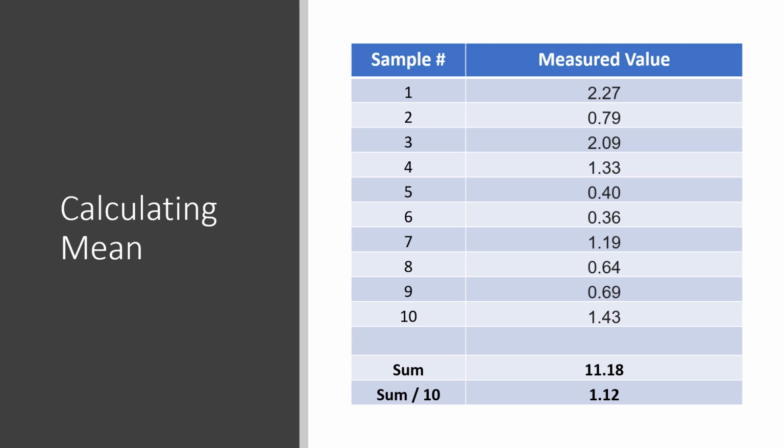In this case, we're going to calculate a mean. So we have 10 samples, samples 1 through 10, and here are the measured values in the second column on the right. To get the mean, we just take the sum of all these values and divide by 10, because there are 10 samples, and you end up with a mean value of 1.12 in this particular instance. So that's pretty easy.